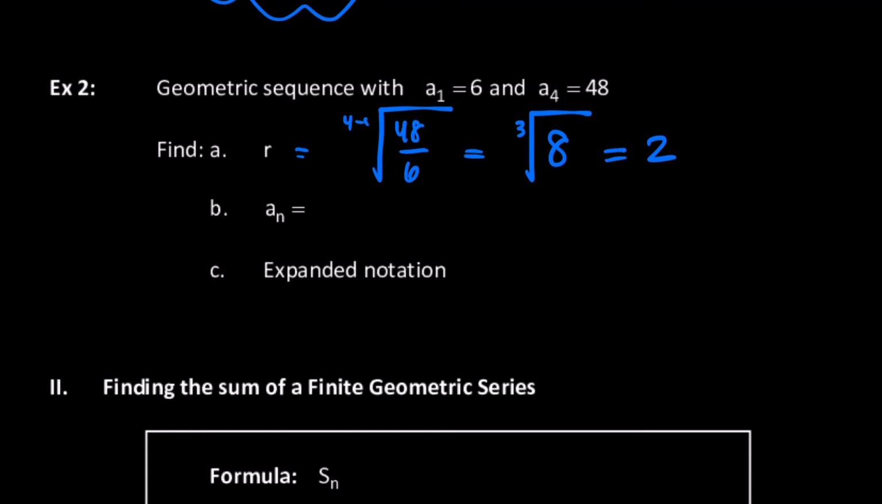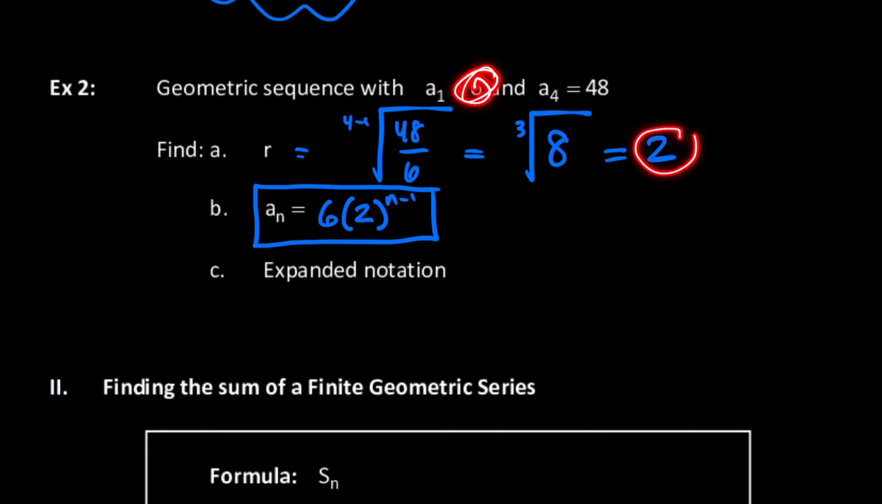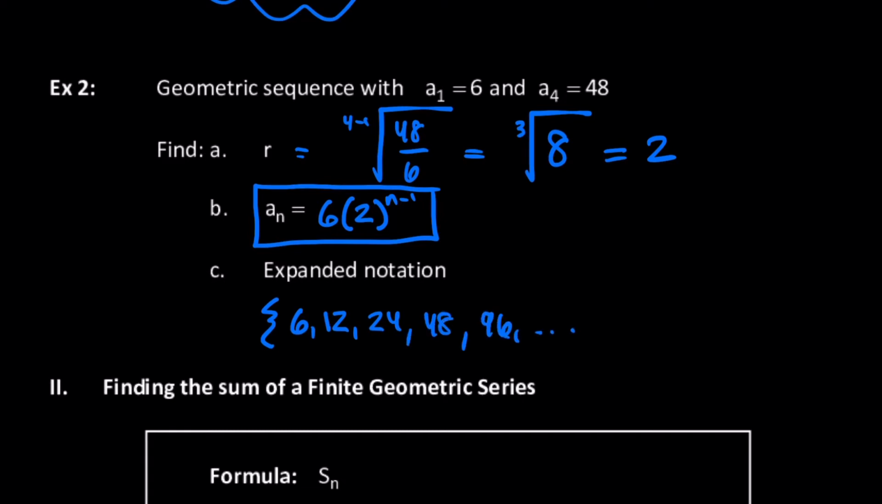Find my a sub n rule, which is a sub 1 times r to the n minus 1. And you replace this with a number and replace that with a number. Okay, so a sub 1 was given to us. That's 6 times r, which we calculated as 2, to the n minus 1. Expanded notation. So again, I don't think we have to write out a sub 1, a sub 2, and so on and so forth. We know we're starting with 6, and we're doubling every time because that's our r value. So I can probably just list those out. 6 times 2 is 12. 12 times 2 is 24. 24 times 2 is 48. 48 times 2 is 96, and that's good enough. There's 5 terms.